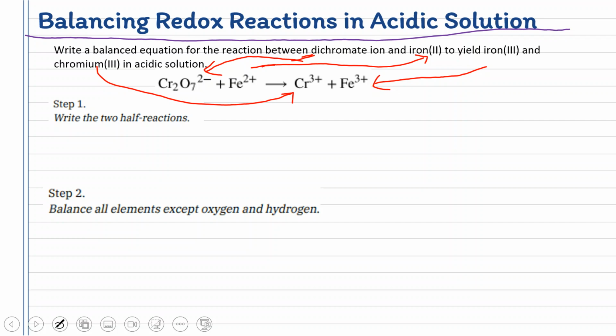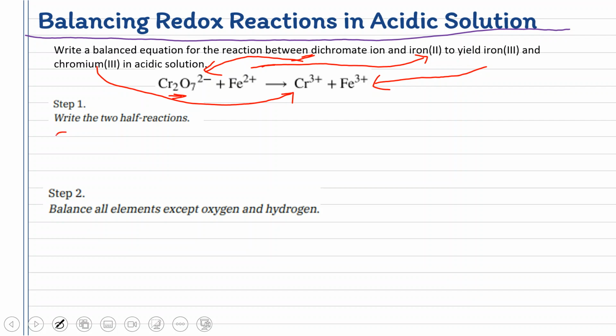So what is step one? Step one says the first thing I need to do is write down two half reactions. Remember what we said? The first thing is to know what a half reaction is. I already tried to remind you of what a half reaction is. So we're going to start by writing our half reaction together. I'm going to start with the dichromate ion, which is this. This is dichromate ion, so I'm going to write a half reaction for dichromate ion.